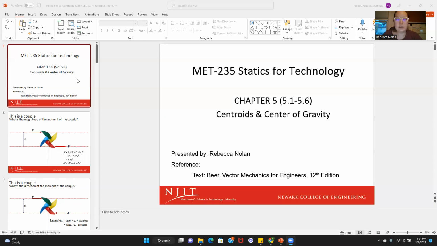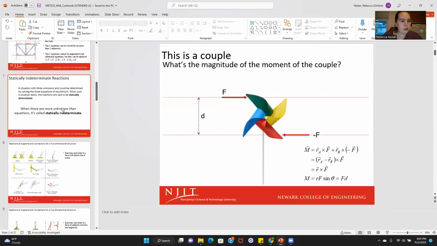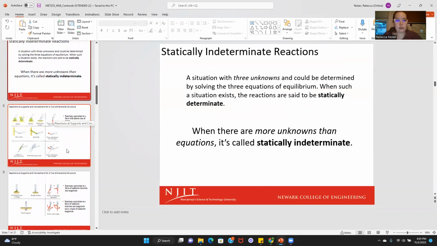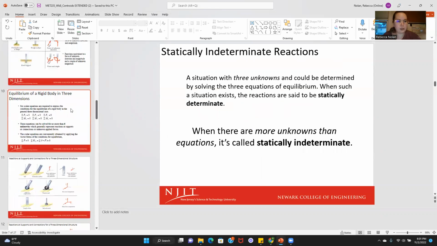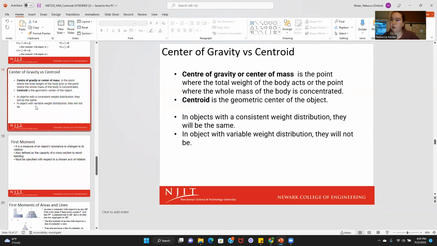So let's do a quick review of last week's presentation. Last week we went over centroids and we touched on center of gravity. One thing I did want to review, because we introduced centroids, is to go right there first. The centroid is your geometrical center. If you had something with a consistent thickness and a consistent material density, like a rectangular beam, the centroid would also correspond with the center of gravity.